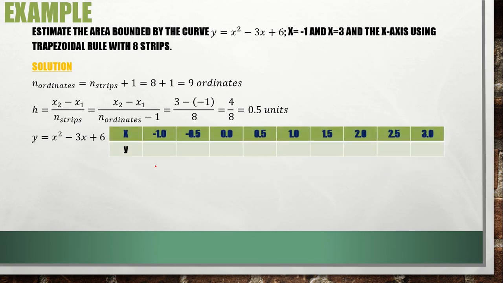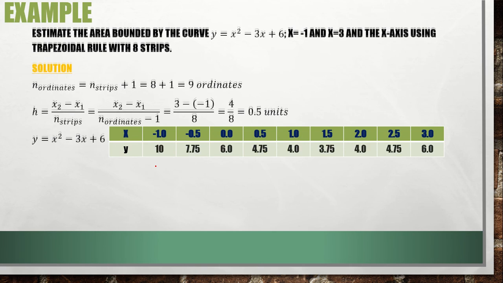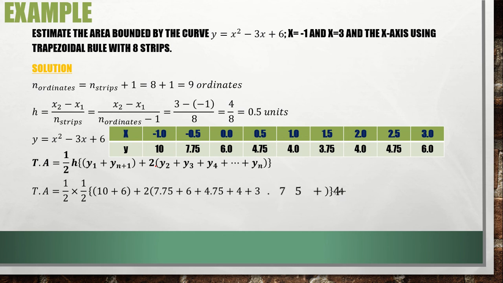We shall come up with this table, and to fill each particular y coordinate, we shall substitute each x value into our equation. If you substitute them, you will have those particular values filled like that. If you substitute negative 1, you'll have 10, negative 0.5, 7.75, all the way up to 3, which will be 6. Then come up with your formula and substitute each and every point here. So y1 will be 10, n plus 1 will be 6. Basically, that's what I came up with.